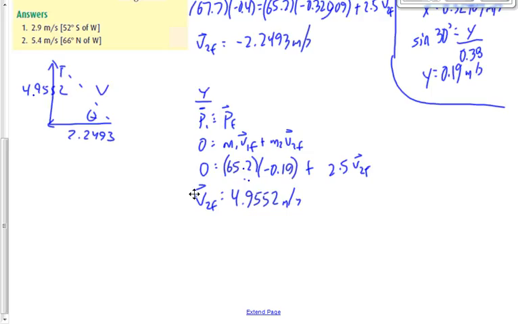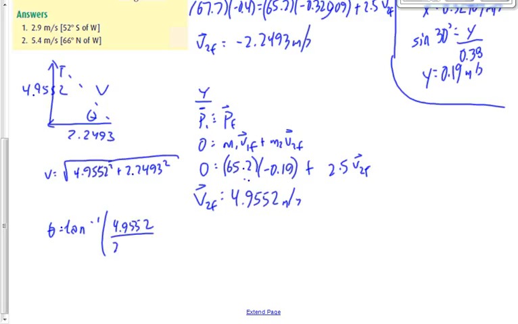All right, this half of the room, Tony Ann and over, is going to find the speed. This half of the room, Tony and over, is going to find the angle. The speed is going to be found by doing the Pythagorean theorem. And the angle is going to be found by doing the inverse tan function of opposite over adjacent. 5.4 meters per second, thank you.